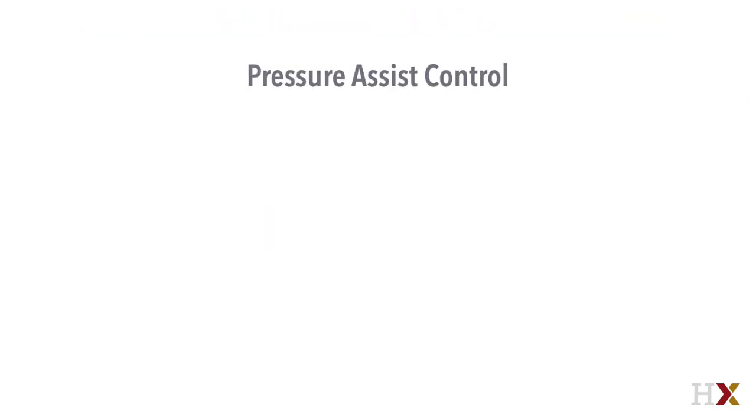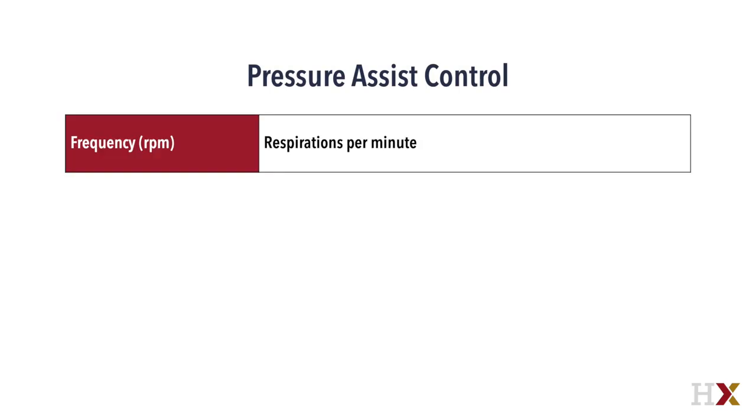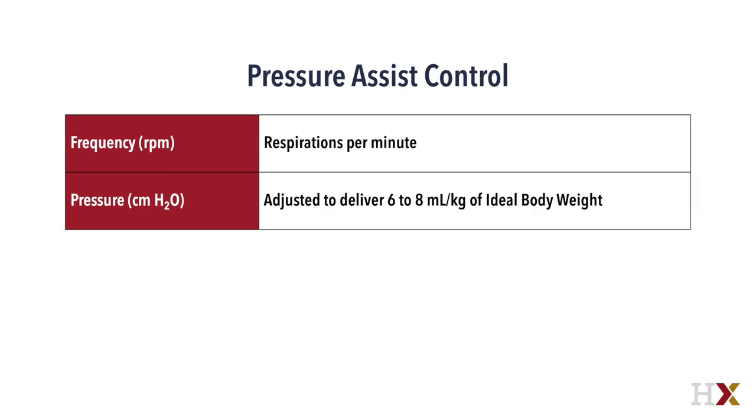Now let's discuss pressure assist control. For pressure control settings, the frequency is the same as previously described with volume assist control. Pressure is the pressure delivered to the patient in centimeters of water. On some ventilators, this is the absolute pressure that will be reached with each breath. For the majority of ventilators, however, it is the change of pressure above PEEP.